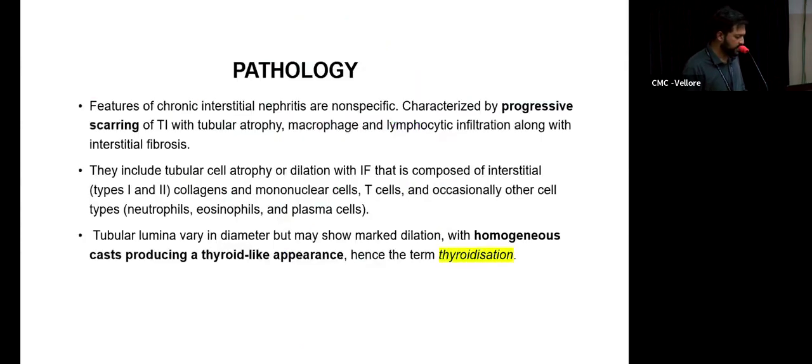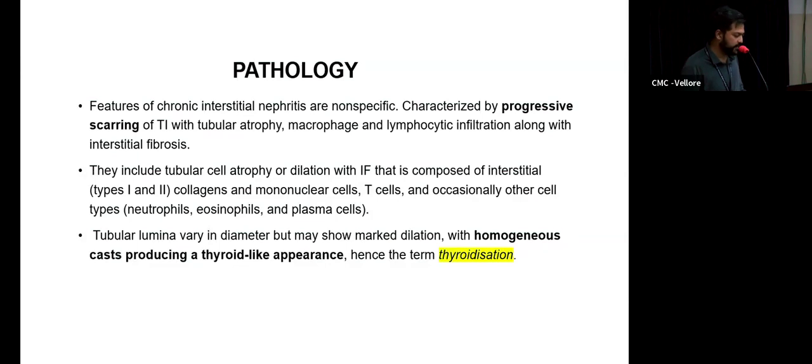The pathology is non-specific. It's usually characterized by progressive scarring of the tubulointerstitium with atrophy, macrophages and lymphocytic infiltration along with interstitial fibrosis. Here you don't see much of neutrophils or any other acute cells. So they include tubular cell atrophy or dilatation with interstitial fibrosis. You have type 1 and type 3 collagens and mononuclear cells and T cells, and occasionally other cells, neutrophils, eosinophils, and plasma cells.